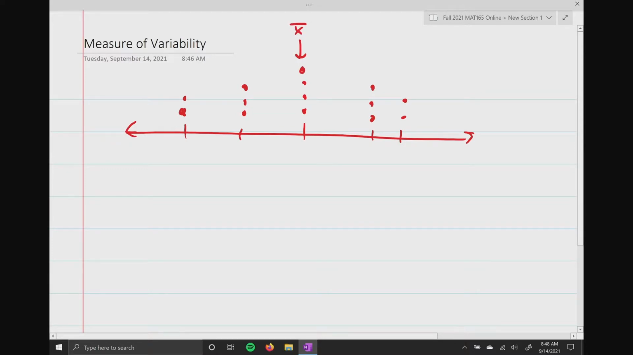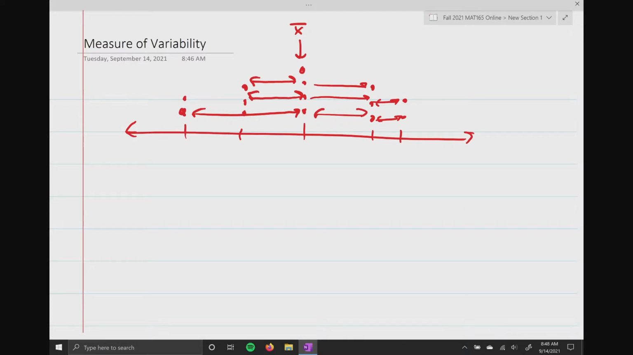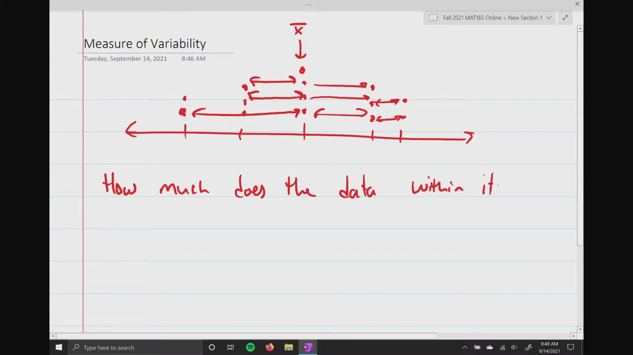When we talk about variability, what we're really asking here is how much does the data vary within itself? Notice here, I'm just drawing all these little arrows because what I'm really saying is, now that we've collected the data, how much does the data vary within itself? Now, there are different ways that we can actually do this.